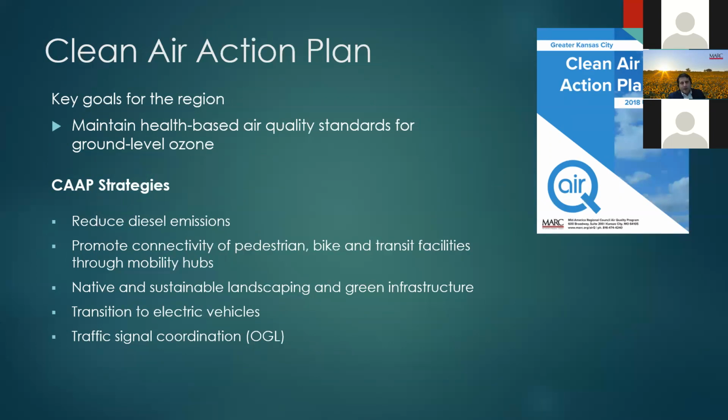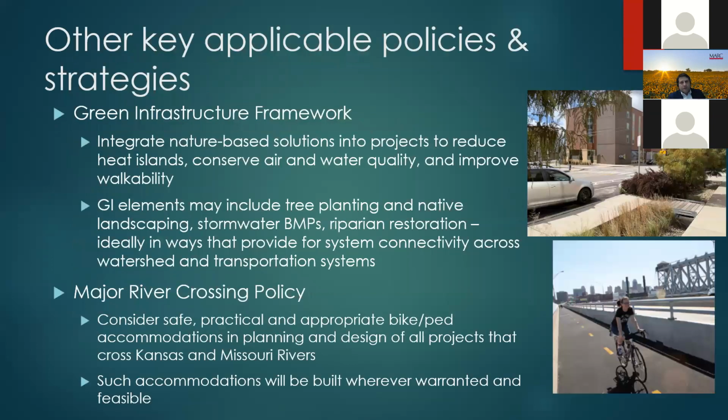Again, the strategies that you see that we hope are reflected in some of the projects that are advanced are reduction of diesel emissions, promoting connectivity of pedestrian, bike, and transit facilities through mobility hubs. Also a key concept or idea from our Smart Moves 3.0 transit vision for the Kansas City region, native and sustainable landscaping and green infrastructure, as we mentioned already, a transition to electric vehicles, traffic signal coordination, etc.